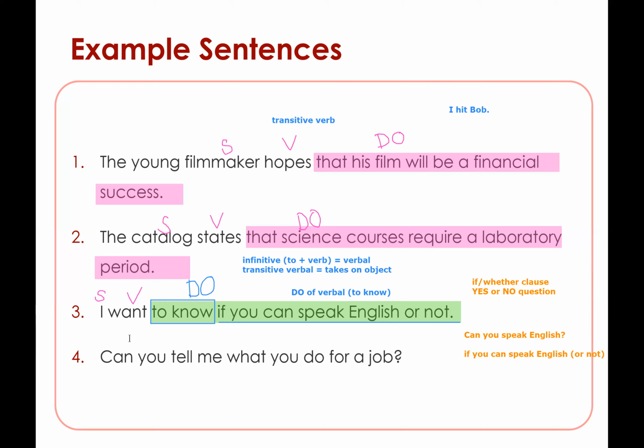Okay, number 4. Can you tell me? All right, so you is the subject, can tell is the verb because it is a question, right? Can you tell me something? So the something here is what you do for a job. So this is a question noun clause, right? Because it starts with a question word. And what is this? This is actually the direct object of the sentence.